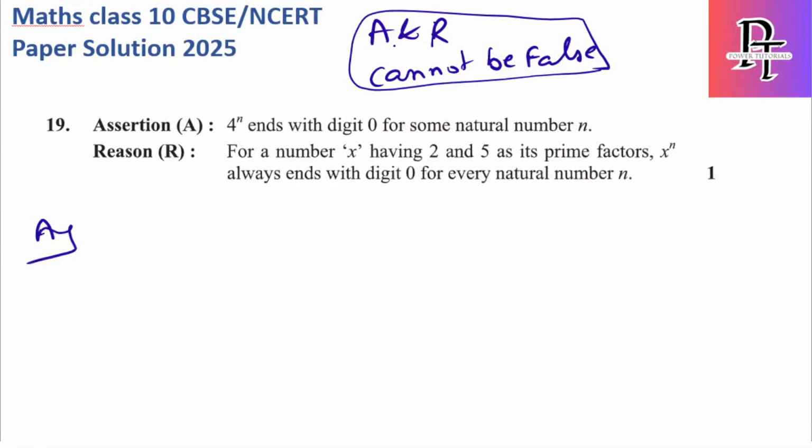Okay, so 4 power n ends with 0 for some natural number. Okay, this is false. If one is false, then directly I can say A is false and R is true. The option is D. No need to think about the second option, because I already told you both cannot be false. Either one has to be true or both can be true. But here I got A as false, so definitely R should be true. So A is false, R is true, answer is D. So these are the cases where we can save time and utilize it for other questions.